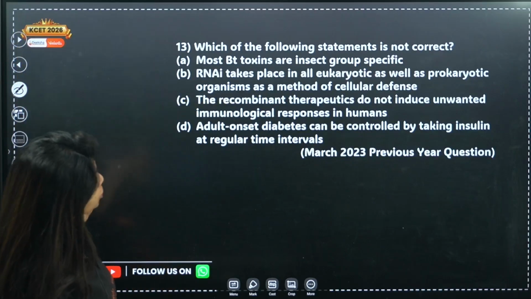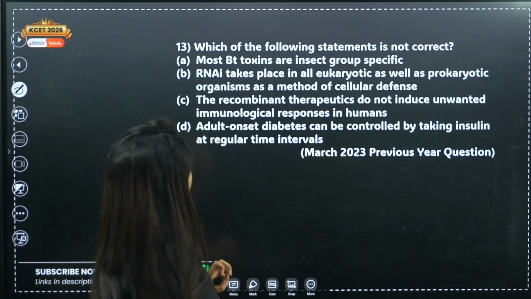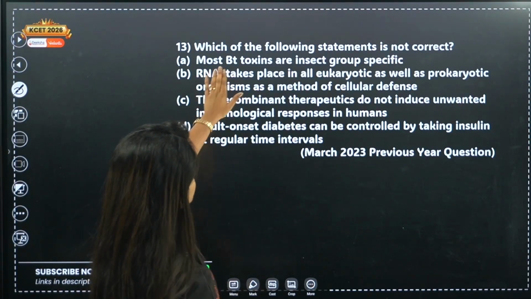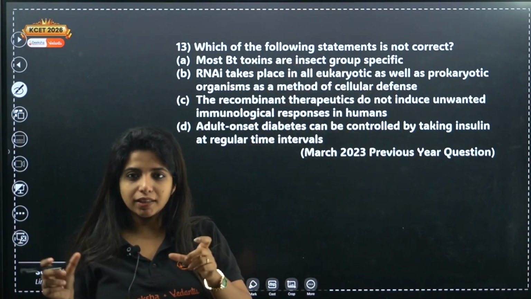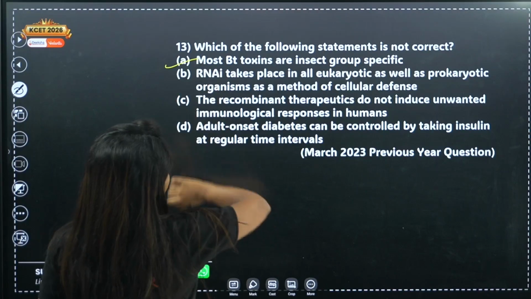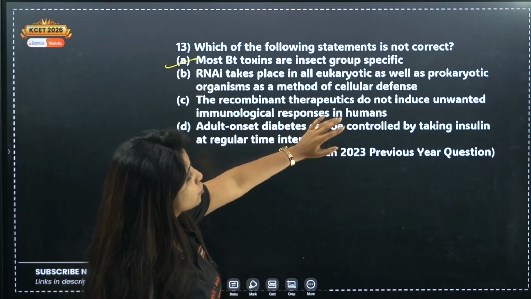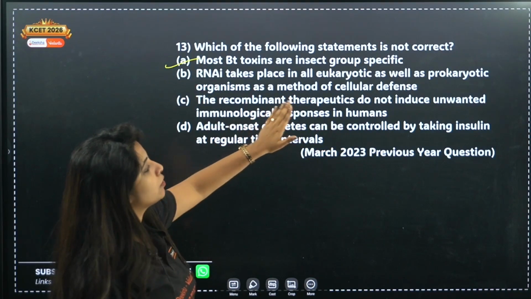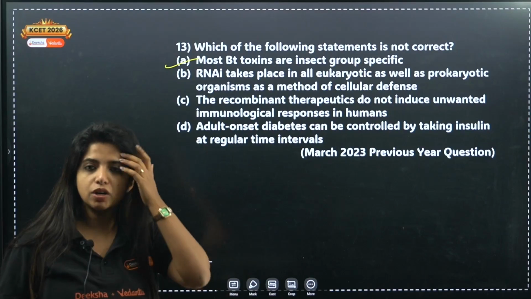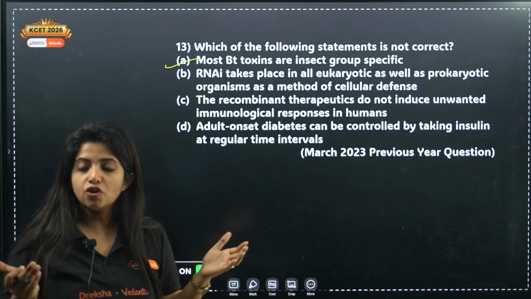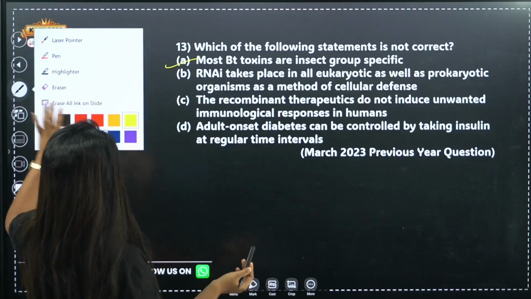Now, the previous year question of March 2023. Which of the following statements is not correct? Most Bt toxins are insect group specific. Aren't they? Yes. The genes which are there, they're insect group specific, right? Now, RNAi, this we have not discussed until now, so let's go with the next one. The recombinant therapeutics do not induce unwanted immunological responses in humans. Does it? The recombinant therapeutics which are being inserted inside our body, it does not induce unwanted immunological response. That is correct. It does not, right? If it does, why will we use it?